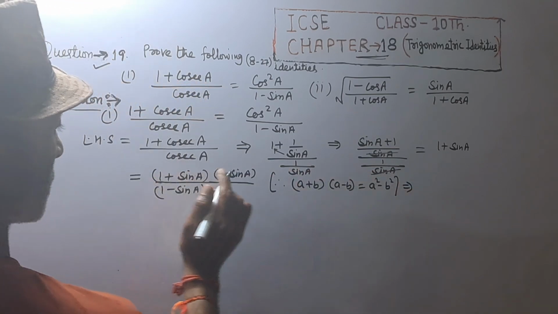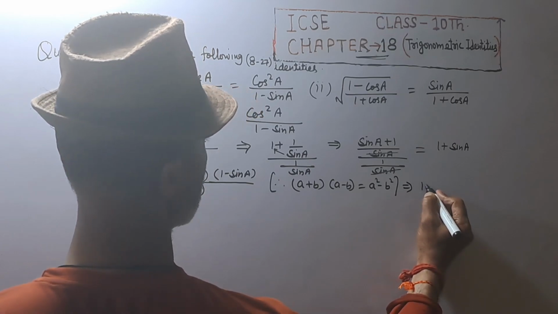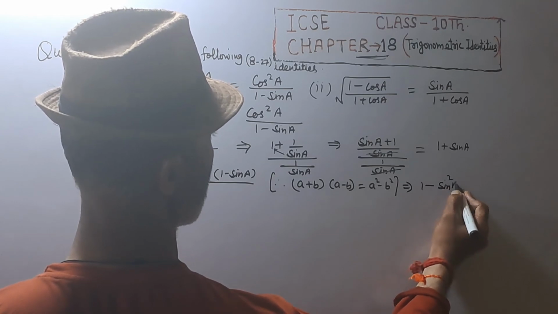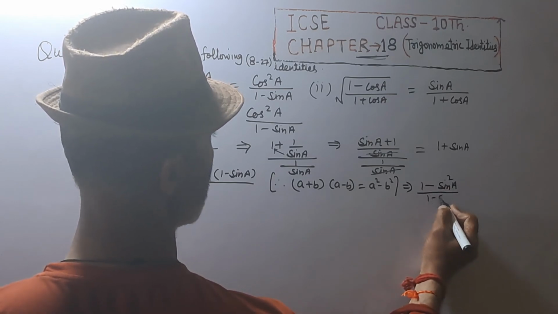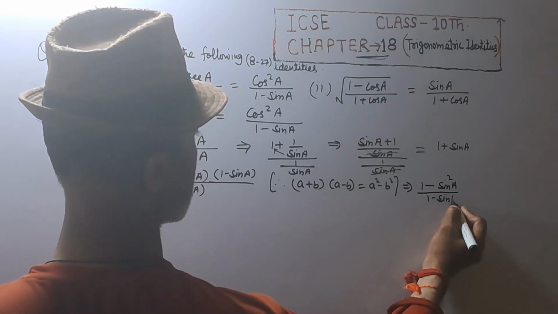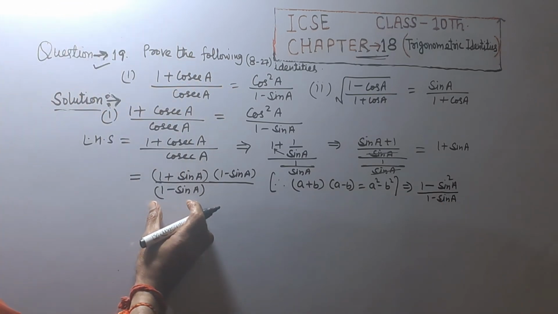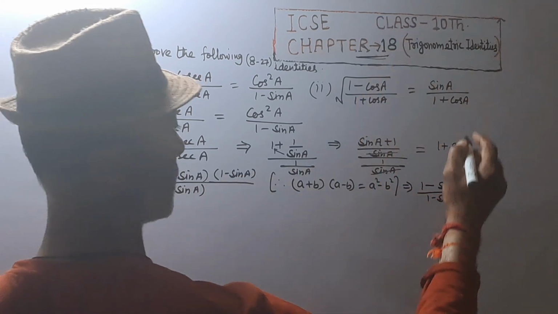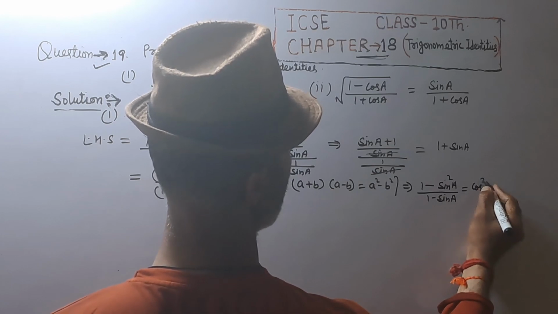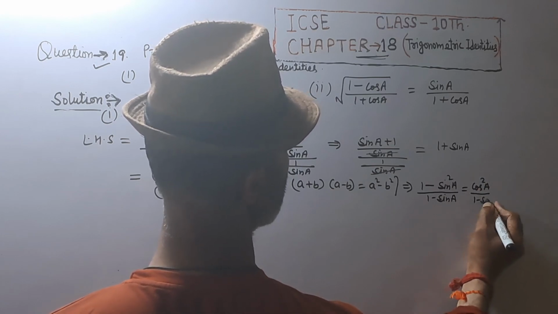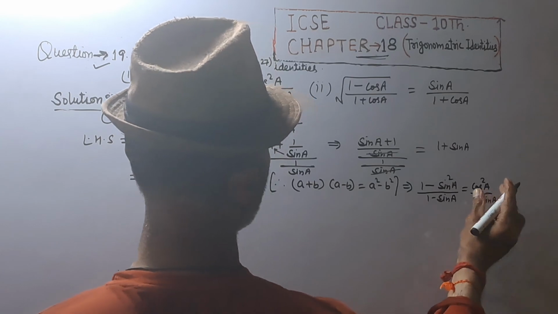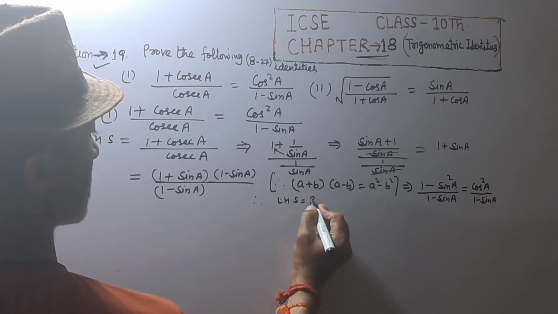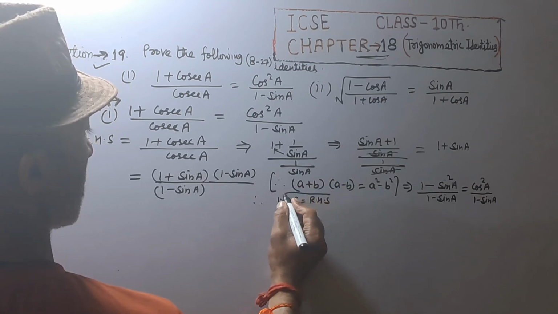which implies A square, 1 square is 1, minus sin square A upon 1 minus sin A, denominator as it is, and we know 1 minus sin square A equal to cos square A divided by 1 minus sin A. It's our right hand side. So left hand side is equal to right hand side.